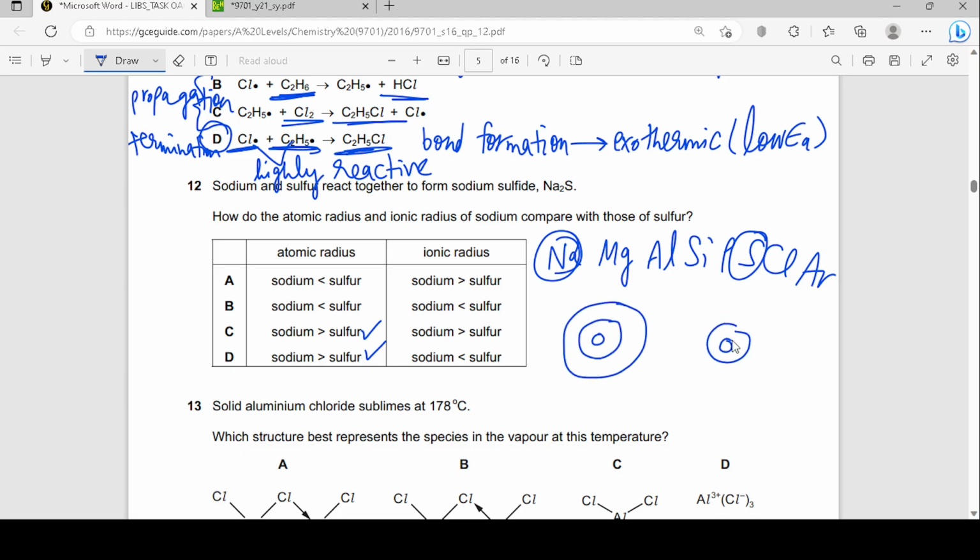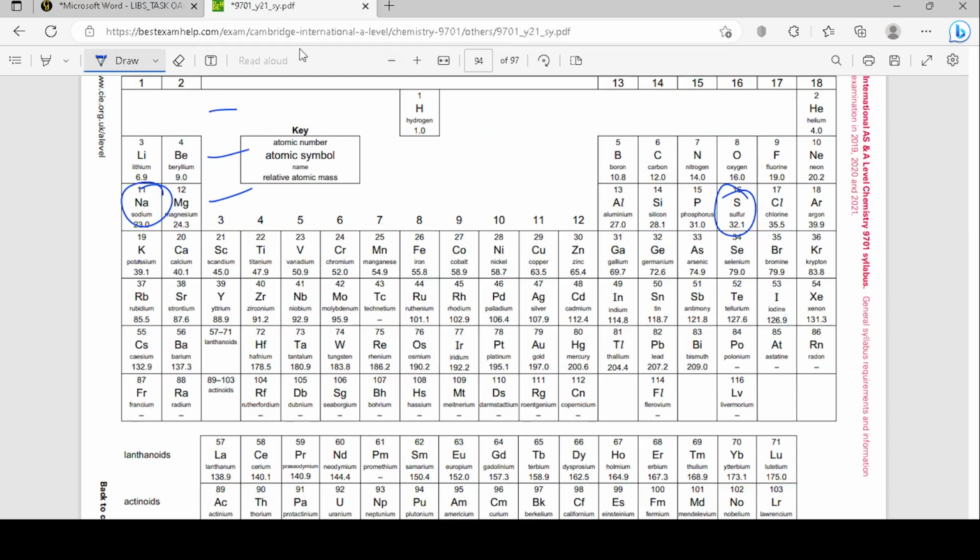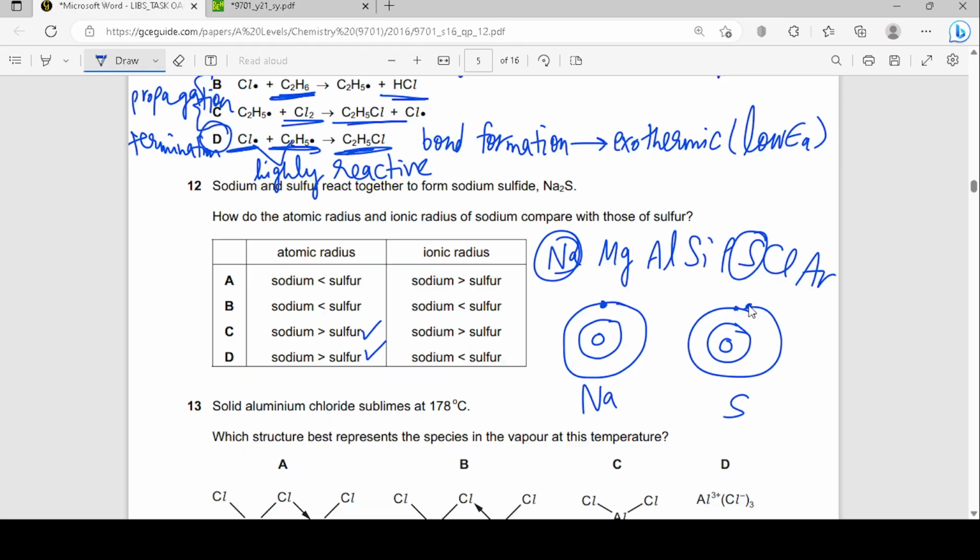Let me just assume that this is sodium. I'm just going to fill the outer shell. In the outer shell, sodium has just one electron because it's in group 1, and sulfur is in group 6, so it has 6 electrons in its outer shell. These are very crude drawings, but what's going to happen is that it's easier for sodium to lose that electron than to gain 7 electrons. So it's going to lose this electron.